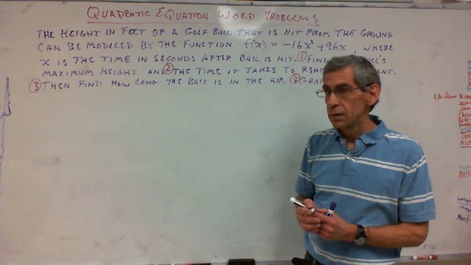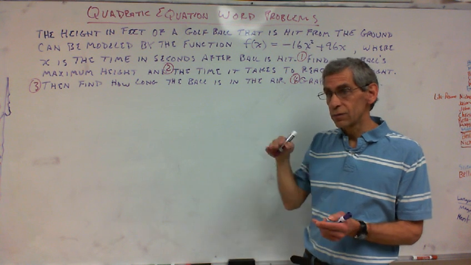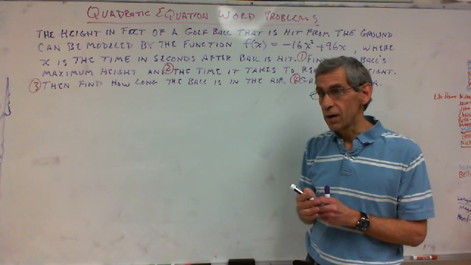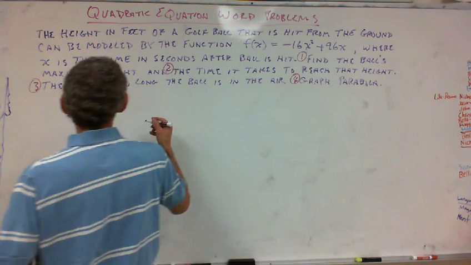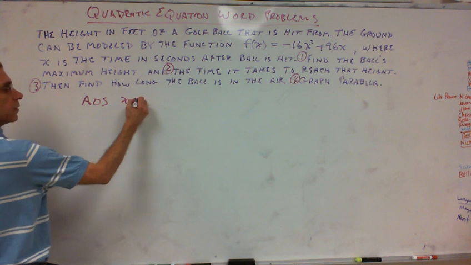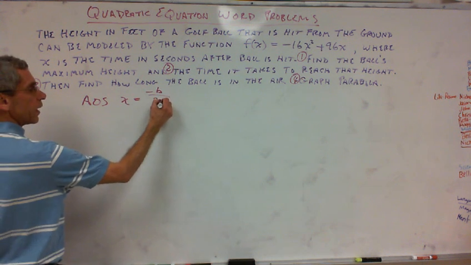Yeah. Negative b over 2a. X equals negative b over 2a, which is the formula for the axis of symmetry. Right. And then you plug it in. All right, so axis of symmetry is the first thing we're going to do. Axis of symmetry, x is equal to negative b over 2a.